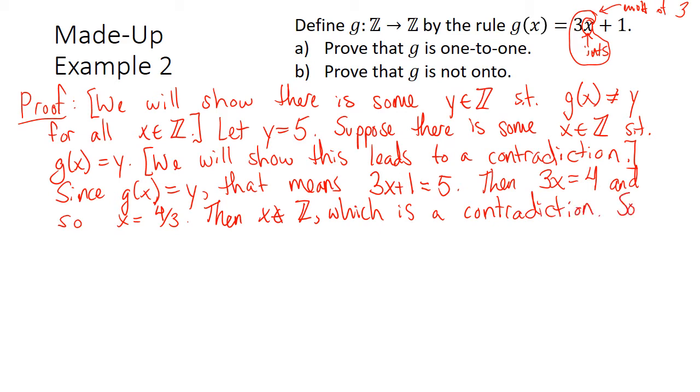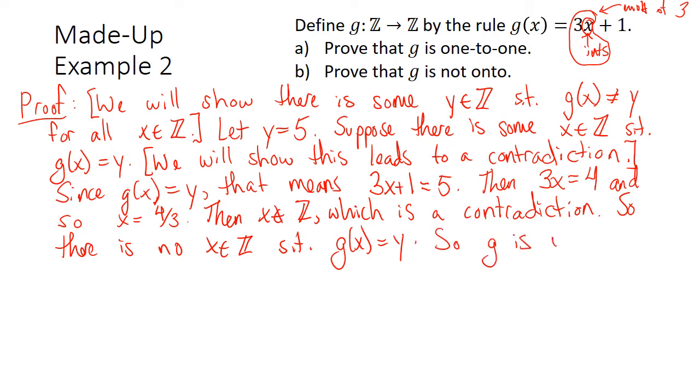So that tells me there does not exist an x in the domain such that g of x equals y. And remember, y was 5. So g is not onto. Okay, and these last two statements here are kind of optional. All right.